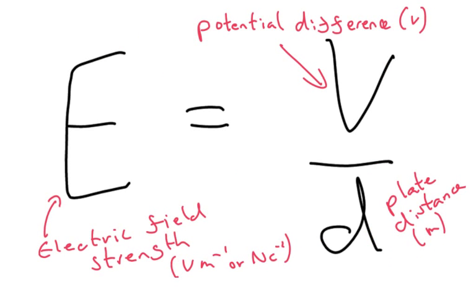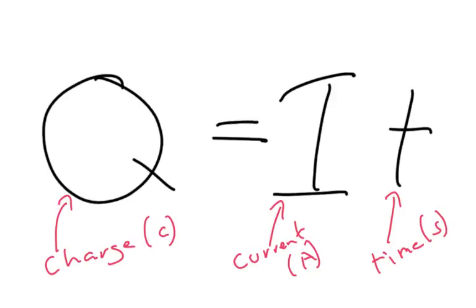Electric field strength, which is measured in volts per meter or newtons per coulomb, is equal to V, the potential difference in volts, divided by d, the plate distance or the plate separation measured in meters. Charge, measured in coulombs, is equal to current, I, measured in amps, times by time, which is measured in seconds.